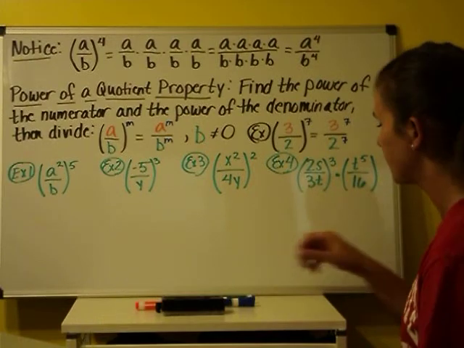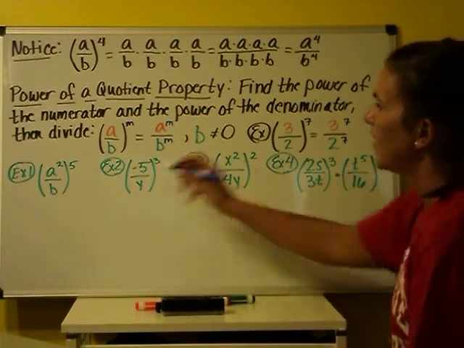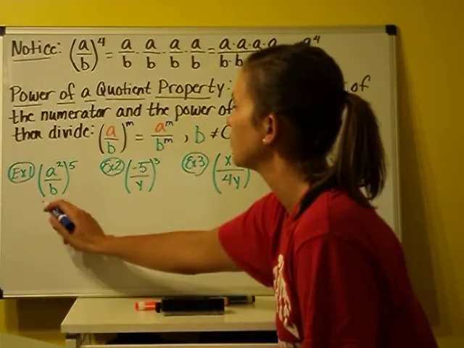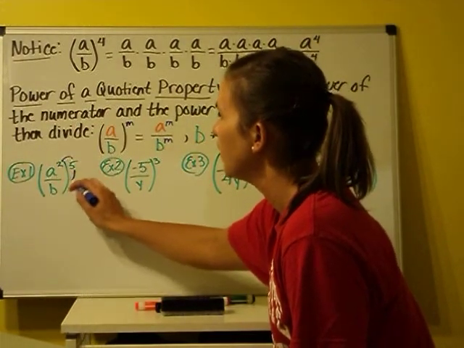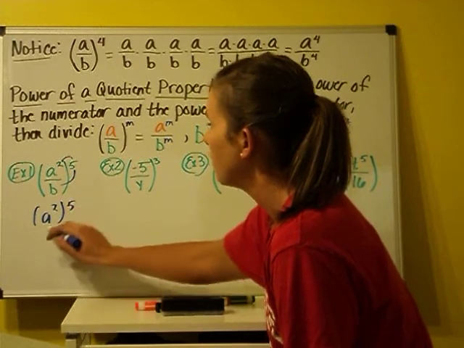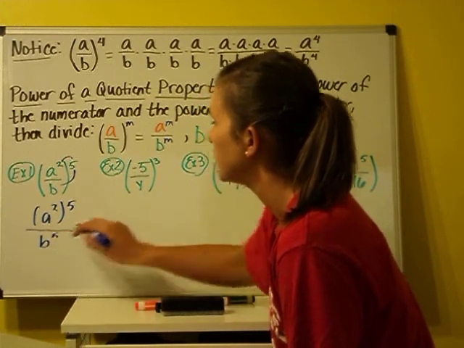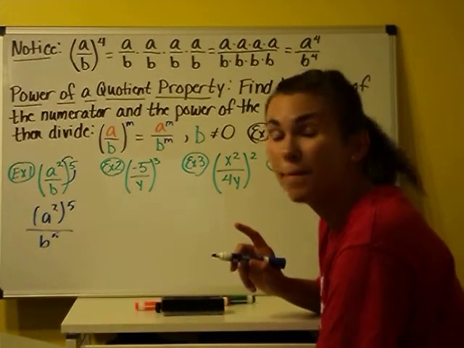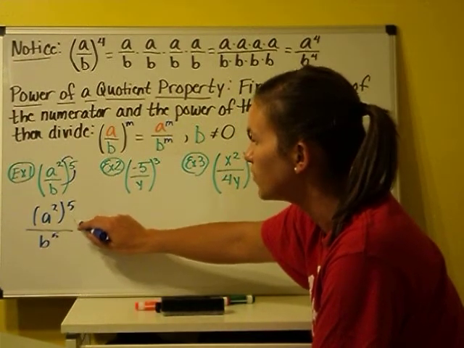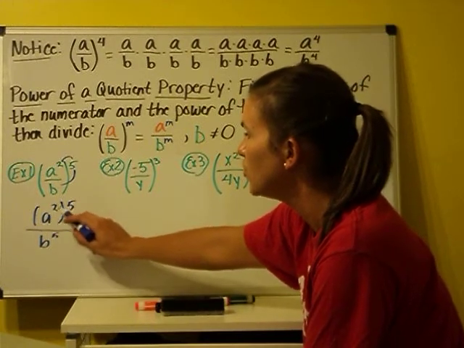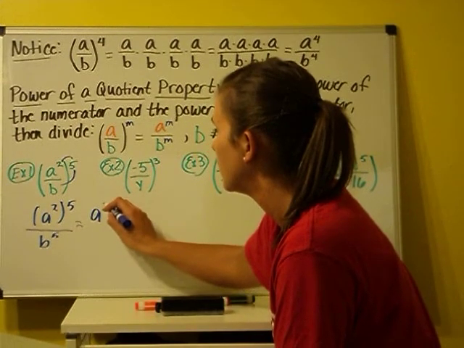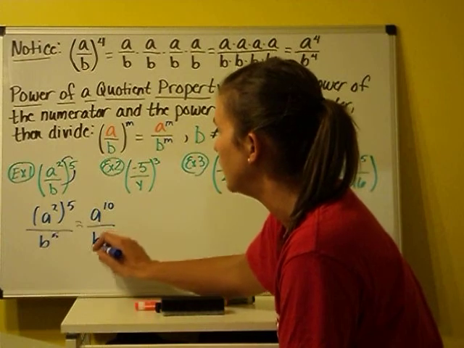Okay? Alright, so over here, we have a squared divided by b, to the 5th. Okay, so using our power of a quotient property, we're going to take our numerator to the 5th and take our denominator to the 5th. So we are going to have a squared to the 5th power divided by b to the 5th. Okay, using our power of a power property from yesterday, whenever we have something to the power, we can just multiply those two together. So we're going to have a to the 2 times 5, which is going to give us a to the 10th divided by b to the 5th.